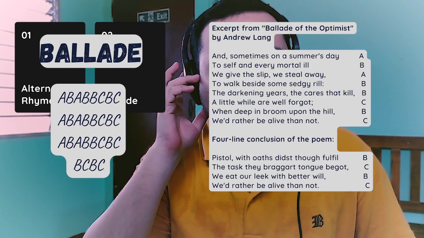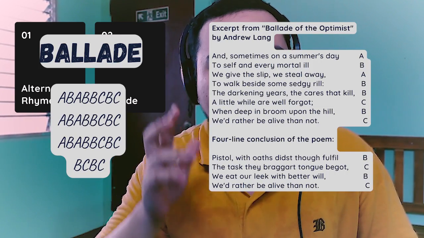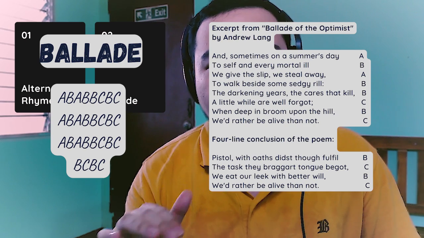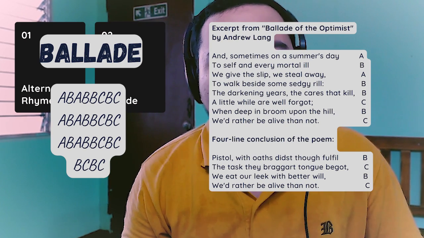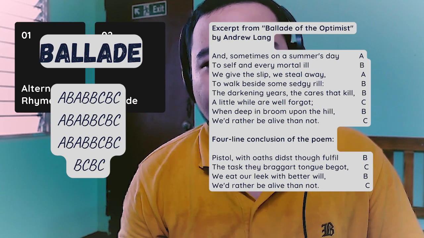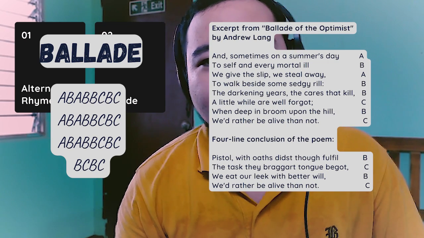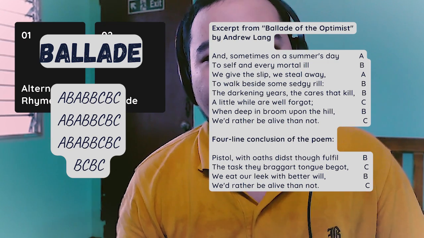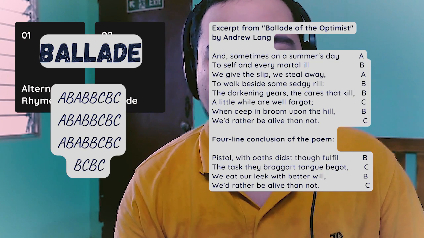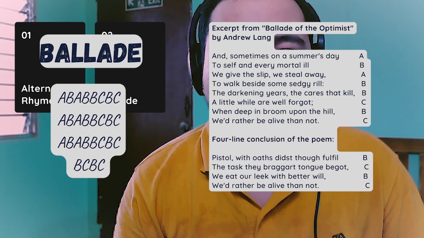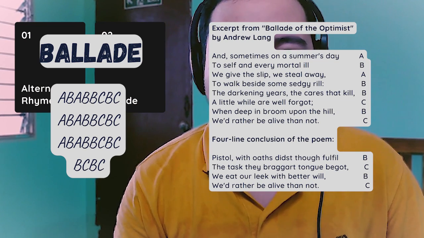And sometimes on a summer's day, to solve on every mortal aim, we give the slip, we steal away to walk beside some edgy ruin. The darkening years, the cares that kill, a little while are well forgot. When deep in bloom upon the hill, we'd rather be alive than not.